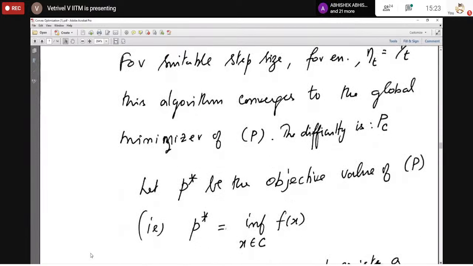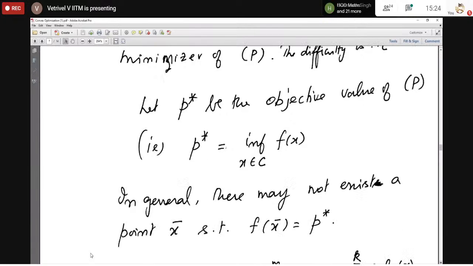Okay, now, there are different algorithms. I'm not going into the algorithm side. So let us take P star as the objective value of the primal problem. Primal problem means minimize f(x) subject to x belonging to C. The C is given by a set of constraints, the equality constraints and inequality constraints. And P star is essentially the infimum of f of x.